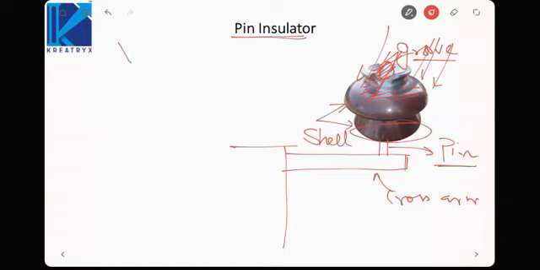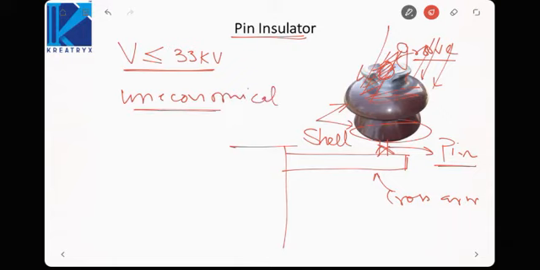So these sorts of insulators can be used at less than or equal to 33 kV. Because if you keep on increasing the voltage, then we have to increase the number of shells. And as you increase the number of shells, the stress on this pin will increase and the insulator will be mechanically unstable. You won't be able to place it comfortably on the tower cross arm. There are chances that it will break down. So these are uneconomical or they become bulky for voltage greater than 33 kV. You can easily see them in case of single phase 2-wire lines. These are easily visible.